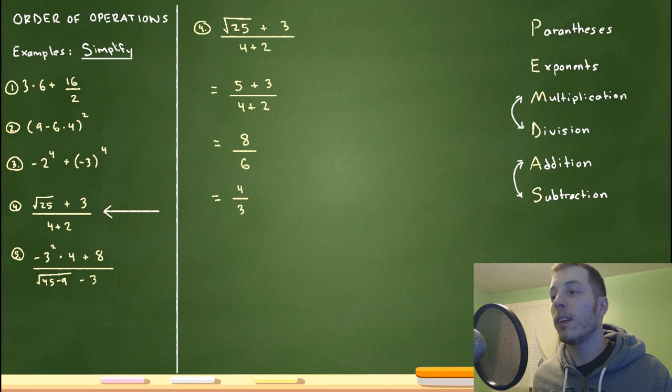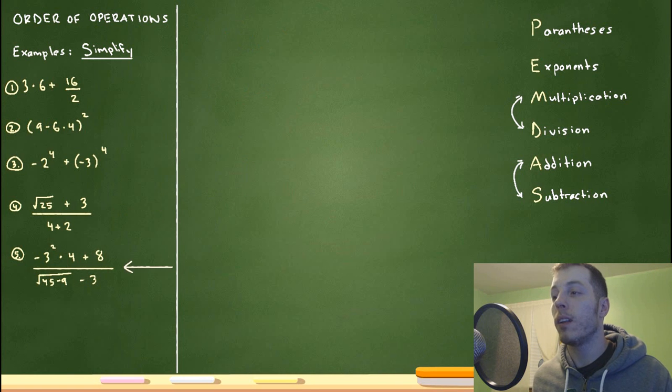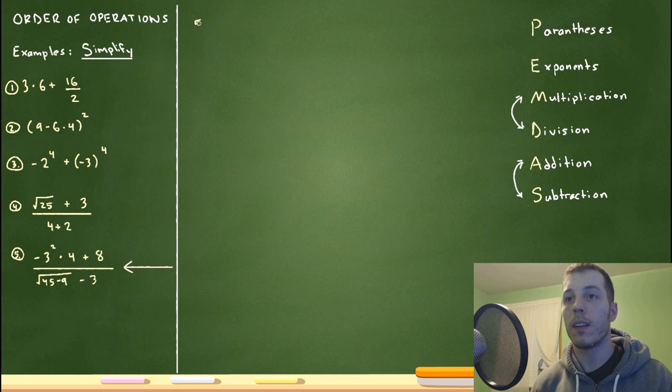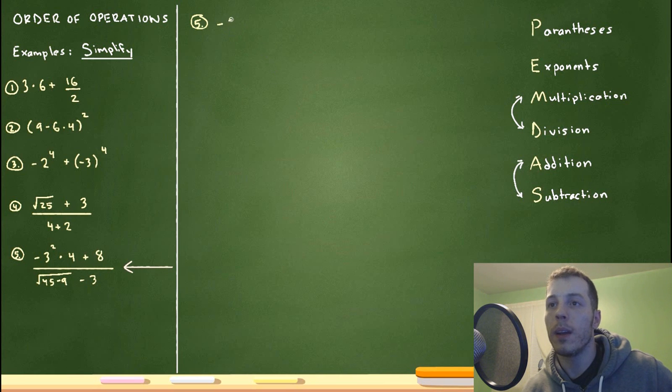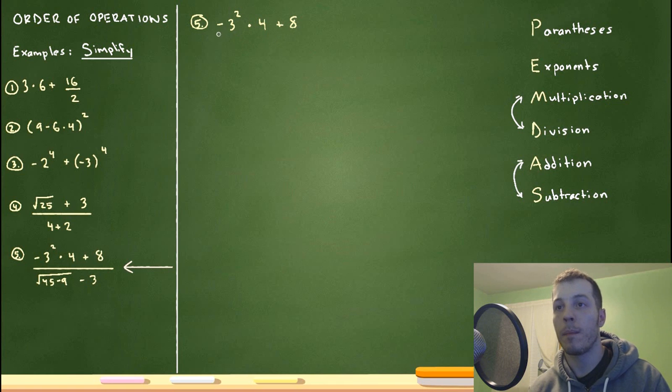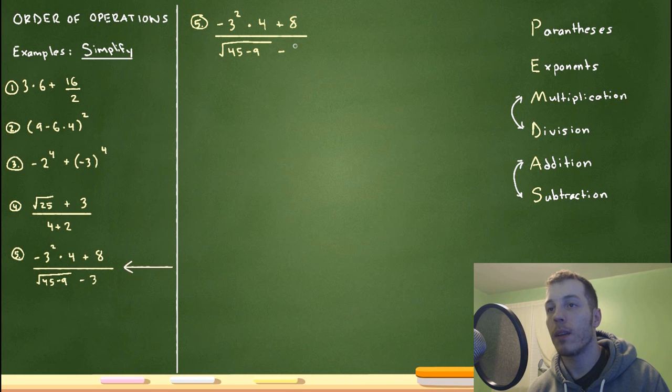Now moving on to the last example here, we have example number 5. So there's a lot of things going on in example number 5. We have negative 3. Well, really, again, remember this is negative, and then 3 squared, then times 4 plus 8, all divided by the square root of 45 minus 9 and minus 3.